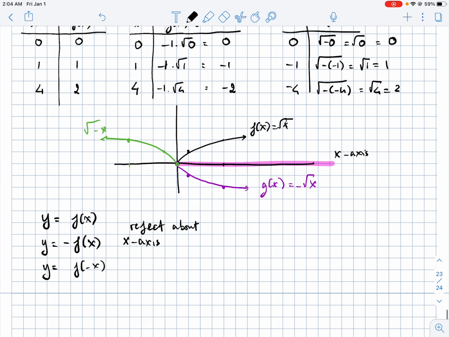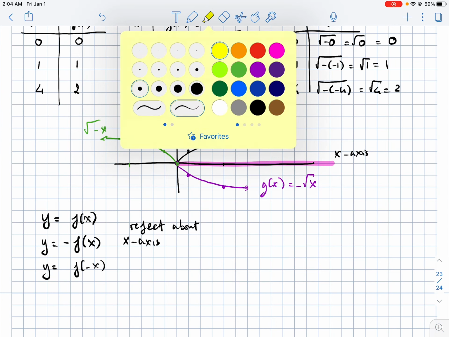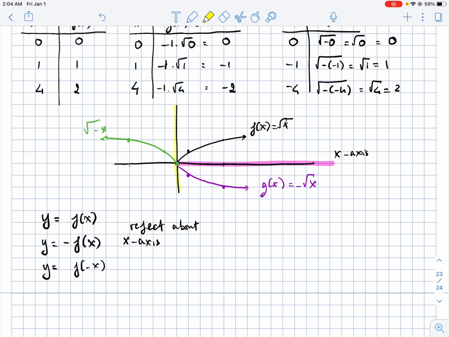And we have the function y equals f of -x. If the negative is inside, like the function h of x, the green color. So you look at this line, the yellow line. This is the y-axis. And the f of x and the h of x are like images of each other, reflected about the y-axis.